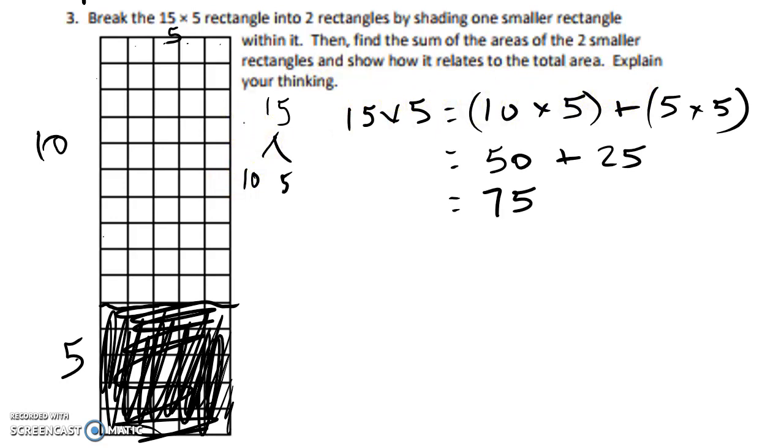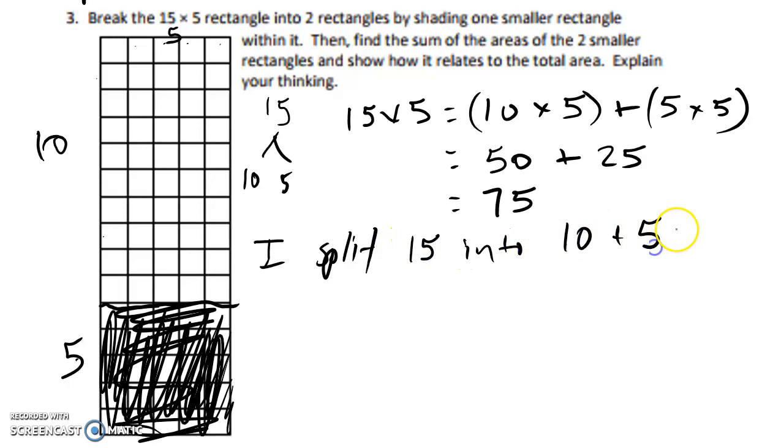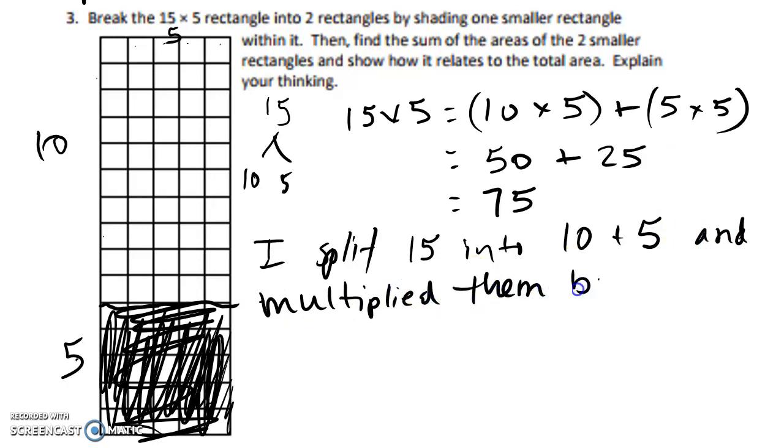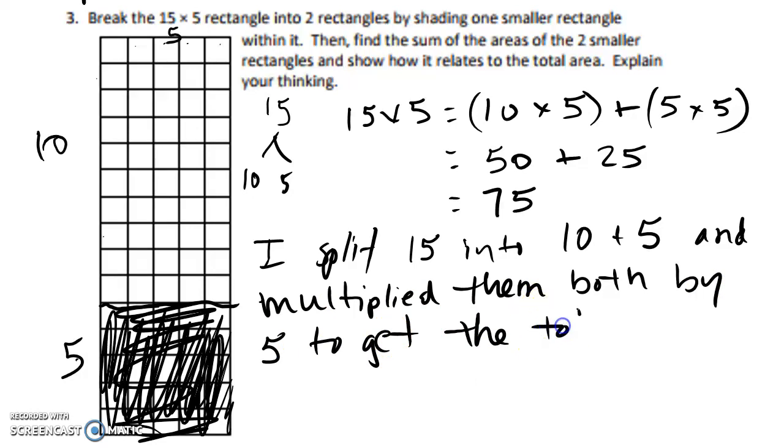Explain your thinking. All right, so we kind of showed the total area. So my thinking is I split 15 into 10 plus 5 and multiplied them both by 5 to get the total area. Split 15 into 10 plus 5 and multiply them both by 5.